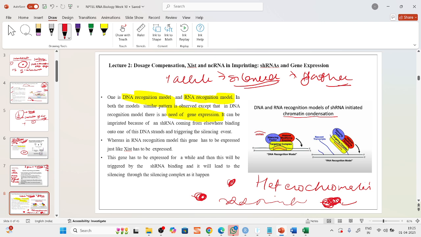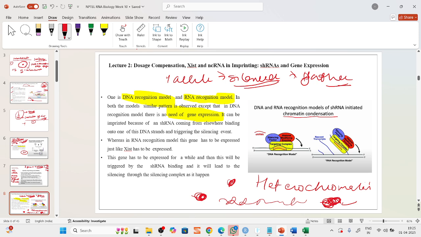So I hope this is clear how shRNA does its function. So shRNA has basically two models: DNA recognition model and RNA recognition model. The ultimate work of shRNA is to condense the chromatin, because if the chromatin is condensed, it will be converted to heterochromatin and it will not be active. Now to condense the chromatin, it has to come and bind to the chromatin. It has to find its target, and it has to bind there. So for that, it has two models.